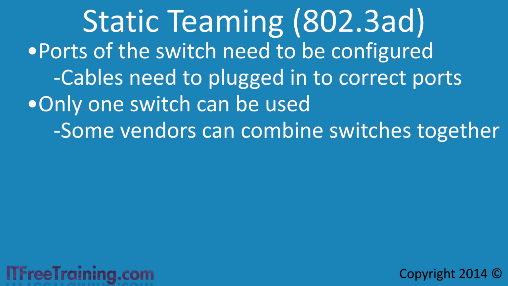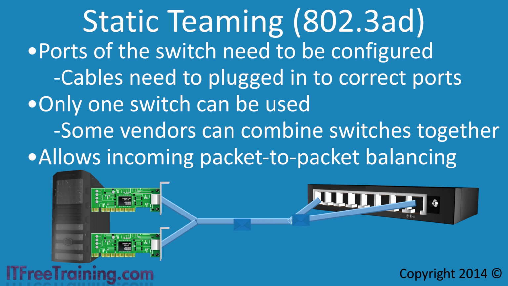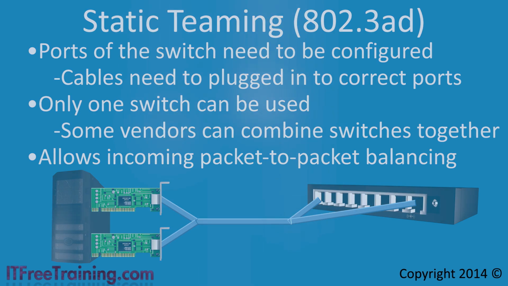The advantage of static teaming is that it allows incoming packets to be load balanced. As shown, half of the incoming packet data is going to one network card and half to the other. The switch is able to control the incoming packet flow using both network cards. In the real world, how balanced the incoming traffic is depends on the algorithm used in the switch and the switch's effectiveness. This is something that Windows has no control over.